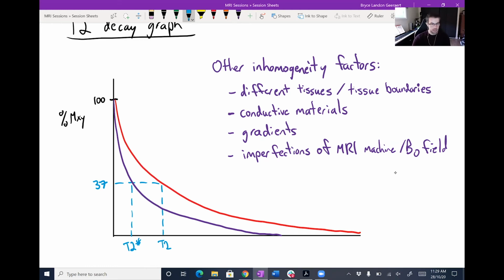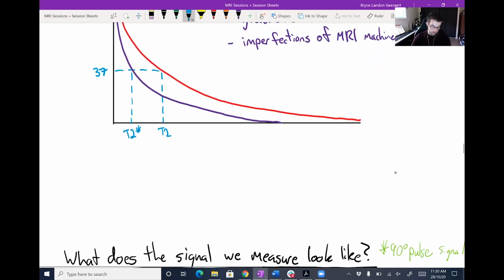Now, there are ways to get around this that I'd like to talk about a little bit later. So for now, just understand that T2 decay is the natural, irreversible process of dephasing because of spins interacting with each other, whereas T2 star adds on all these extra factors like different tissue types and presence of metal and imperfections in the scanner to cause even faster dephasing. And we have to use that information to inform how we image, right? Because if we wait too long, the signal is going to disappear real fast. Okay.